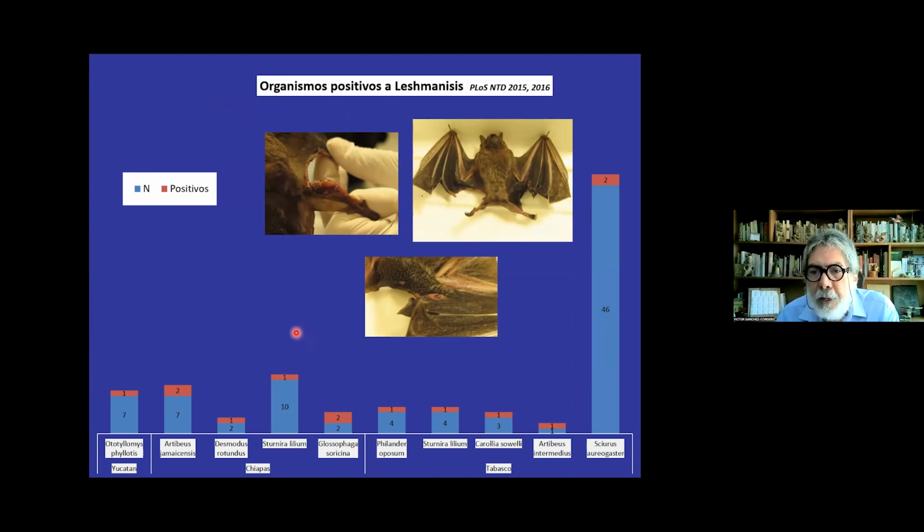So one of our main findings was that we found some bats infected with Leishmaniasis, and this was a very important finding because bats fly long distances. So this allows the pathogen to disperse for long distances and probably infect other sandflies that are in other areas.